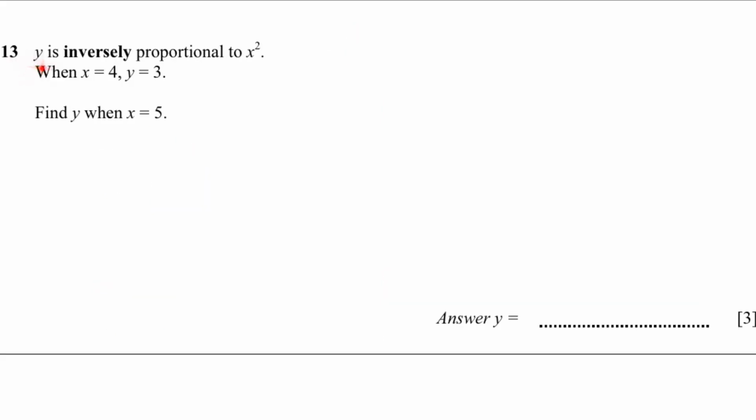Question number 13. Y is inversely proportional to x squared. When x is 4, y is 3. Find y when x is 5. Inversely proportional means you have to use this formula. Y is inversely proportional to x squared, or whatever they are inversely proportional to, that will be written down. So y is equal to k over x squared.